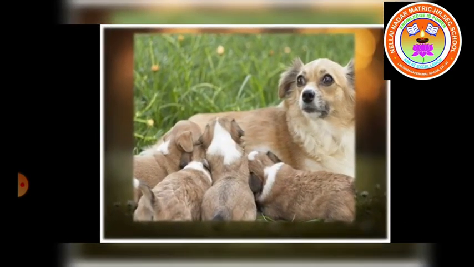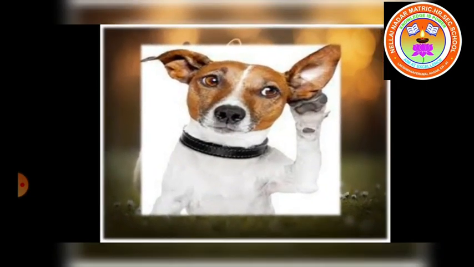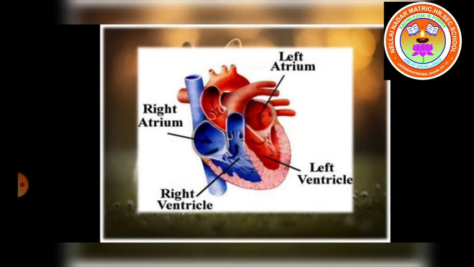Females have mammary glands. The female organisms have mammary glands which secrete milk for feeding the young ones. The external ear or pinnae is present. So the organisms have an external ear which is called the pinnae. Heart is four-chambered, and they breathe through the lungs.